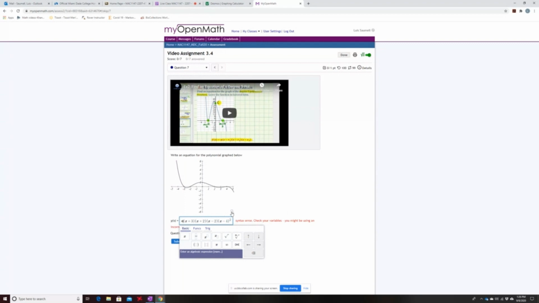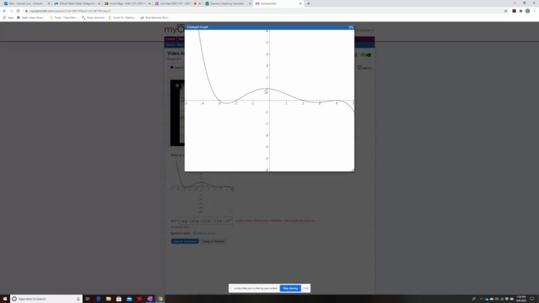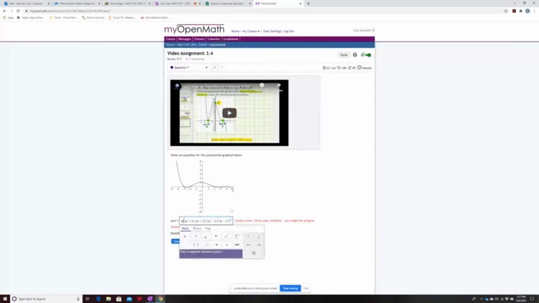Another point that's easy to see is this one, the y-intercept. Notice that the y-intercept here is 1. What that means is that when x is 0, y is equal to 1. So we're going to use that to figure out the number that goes in here. For that, we need to plug into an equation. If I call this a, when x is equal to 0, y is 1.